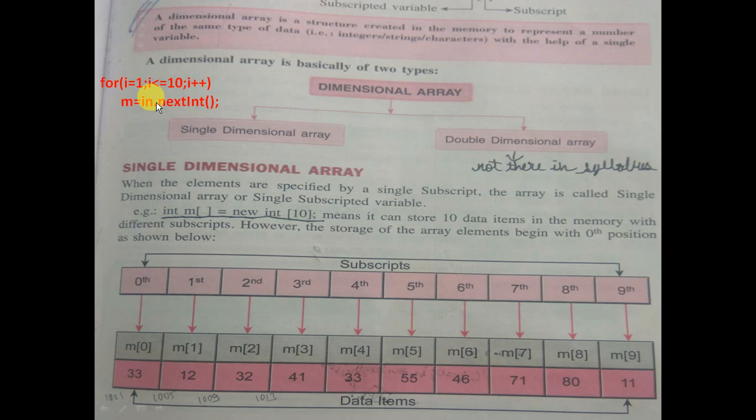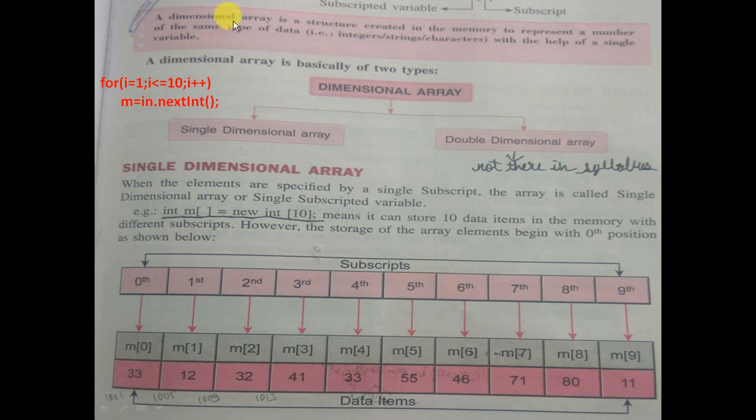See, we cannot store more than one value in a variable. But if I declare 10 variables to store 10 different values, my program will be very lengthy. To avoid this situation, we declare a single variable which can store more than one value. That is known as an array.